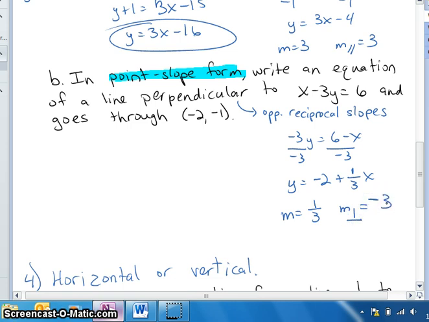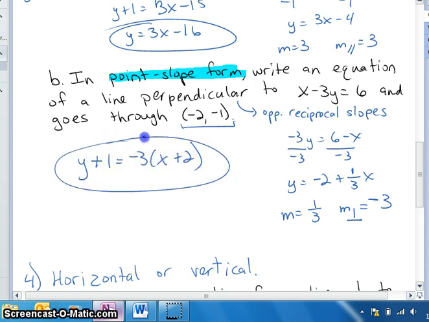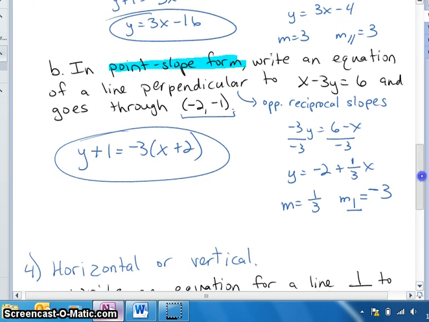It's the opposite reciprocal. So I've got to change the sign from positive to negative, and I need to flip the fraction. So there's my slope, and the point is (-2, -1). So I'm going to use point-slope form because that's not the y-intercept. Plus it wants it in point-slope form anyways. That's what the question asks. So now I'm done.